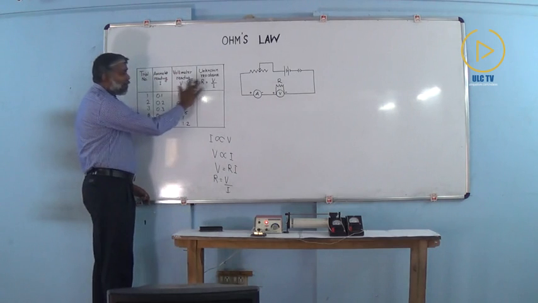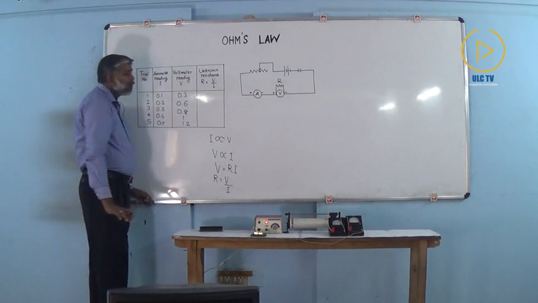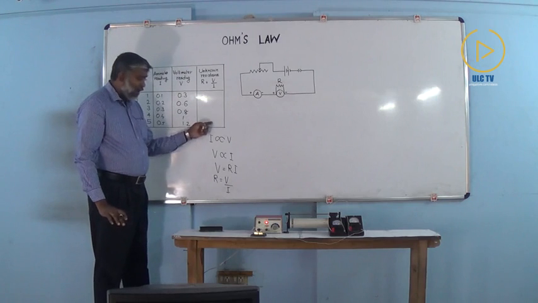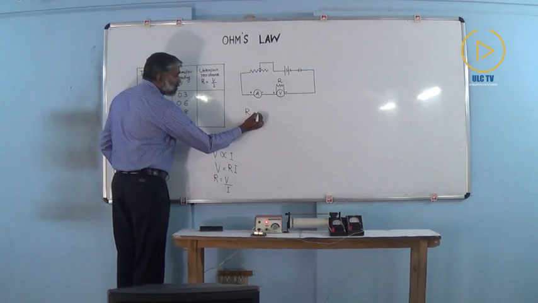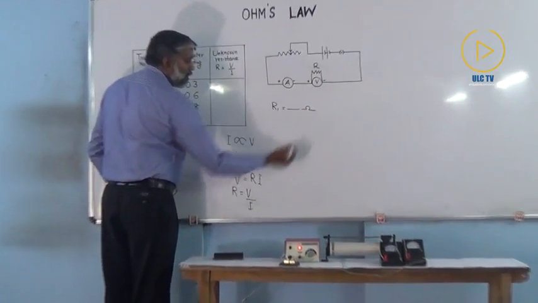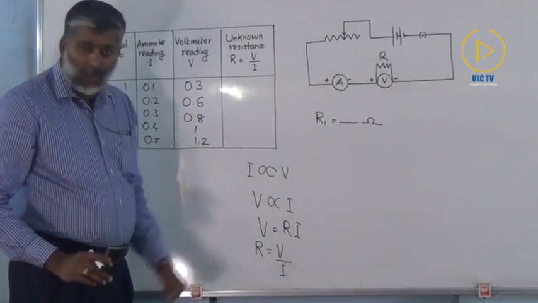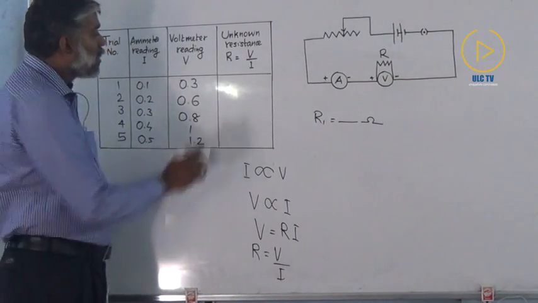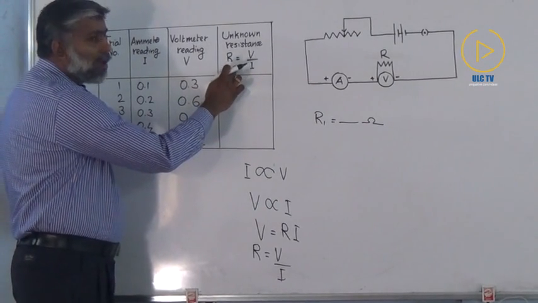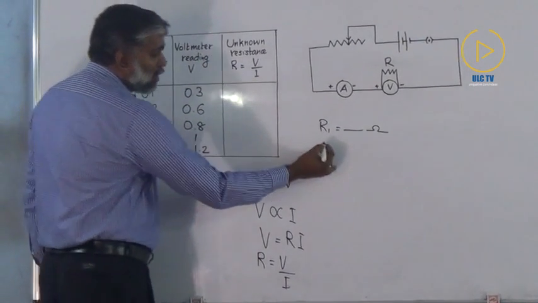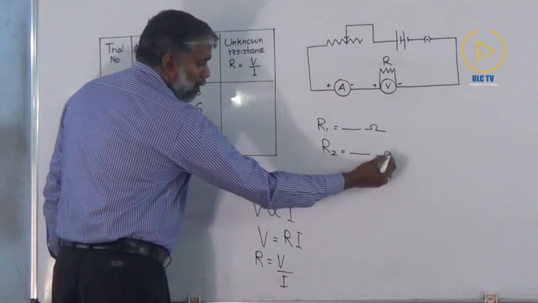In the same tabular column, in the last column you write R1. So you calculate the mean value of R1. So the mean value of R1 is some ohm you get. Then using the next resistance wire, you perform the same experiment. In that case, you draw the same tabular column. The last value will be R2. So you take the average value of R2. It will be some ohm.